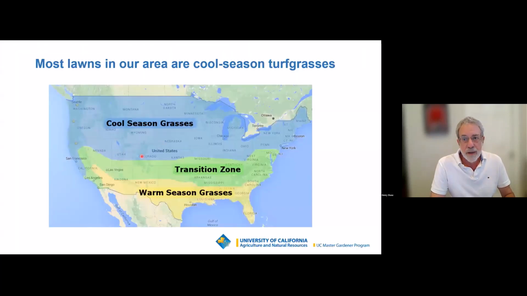In our area, most of the lawns are composed of cool season turf grasses. This is a little map of the United States. As you might expect, the warm season grasses are adapted best to the warmer parts of the country, the subtropical parts of the country. And in between the cool season and the warm season zones, there's a transition zone where you find both types of grasses.